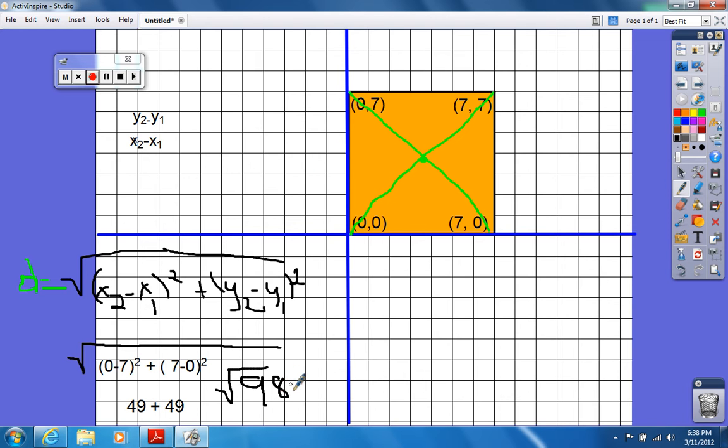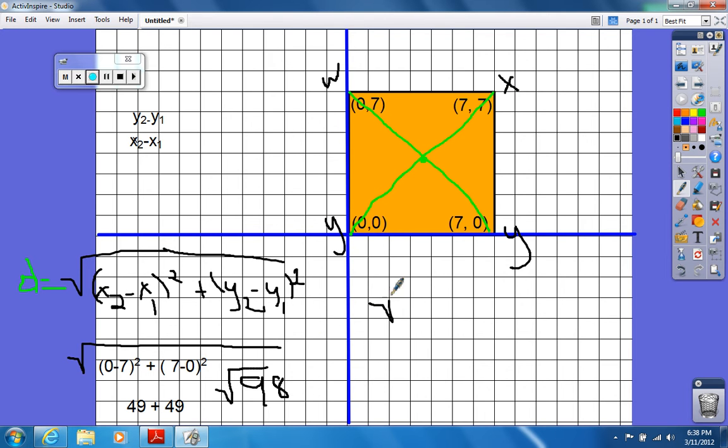I believe this was W and that this was Y. So line YW has a length of square root of 98. So now we're going to do line XZ, and we're going to use the same exact formula.